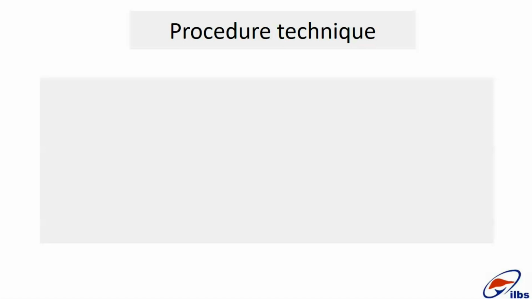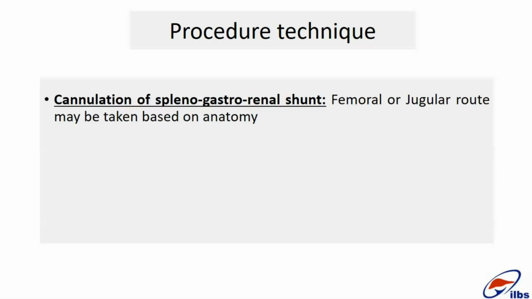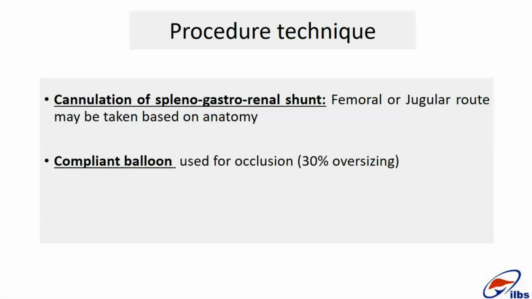And finally, we moved on to CODA balloon and other balloons which are used in AAA devices. Those are again compliant balloons. So we understood that you can take a femoral or jugular route, because what was described was only the femoral route, but sometimes it is very difficult. So whenever required, you can take a femoral or jugular route based on anatomy.